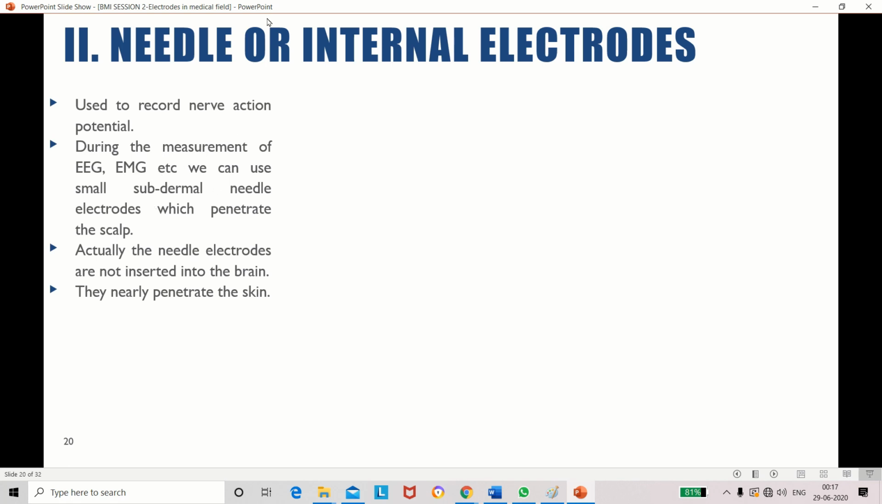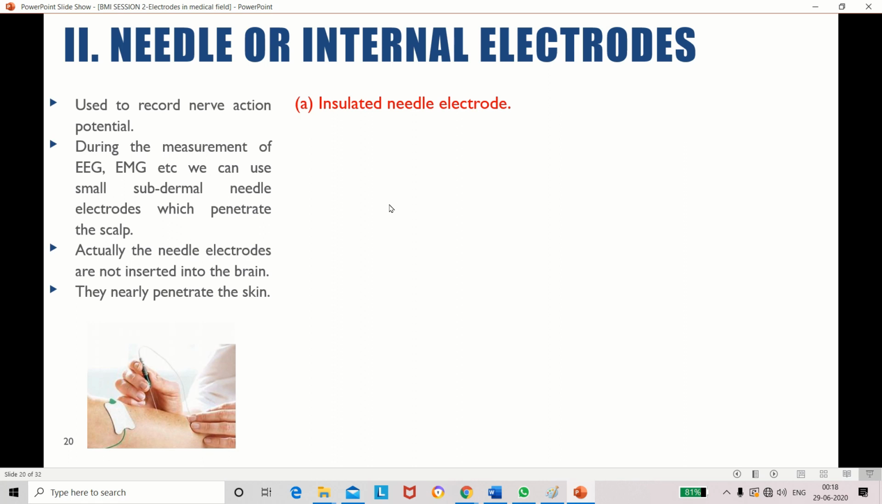Okay. So these needle electrodes we are not directly inserting into the brain. It will just penetrate the skin. See, this is the figure of a needle electrode. Here we are analyzing the muscle activity of the patient. There are different types. The first one is the insulated needle electrode. So this is the figure of the insulated needle electrode.